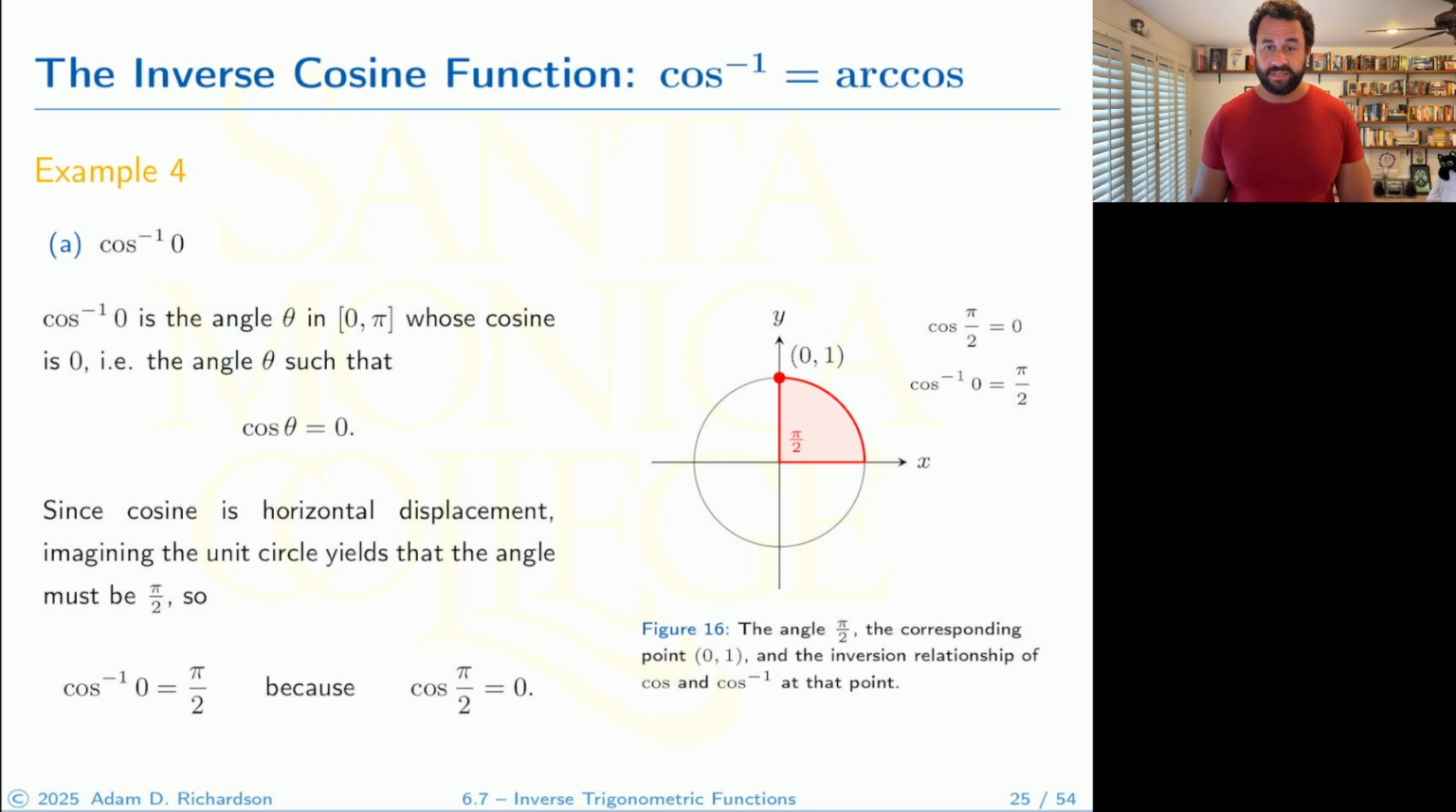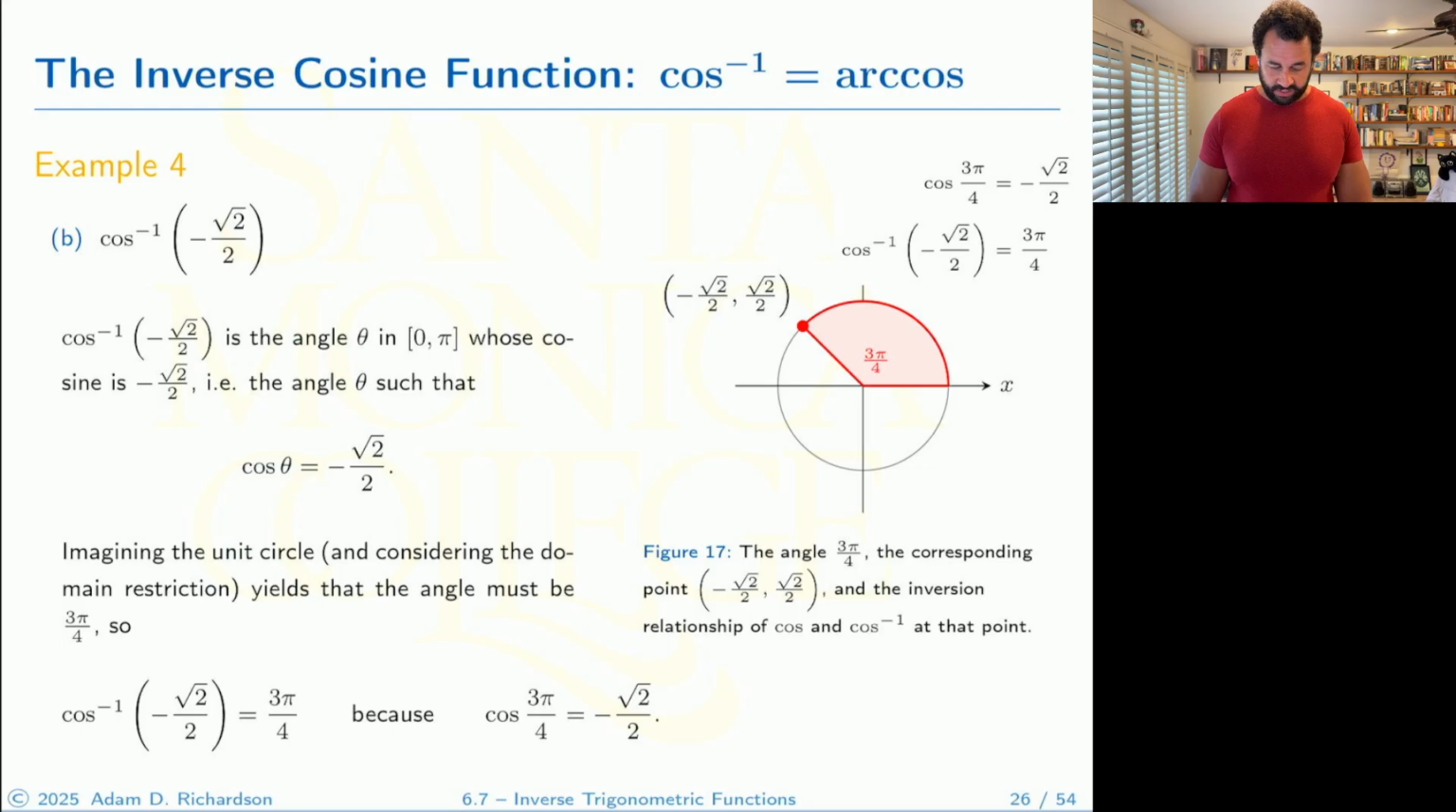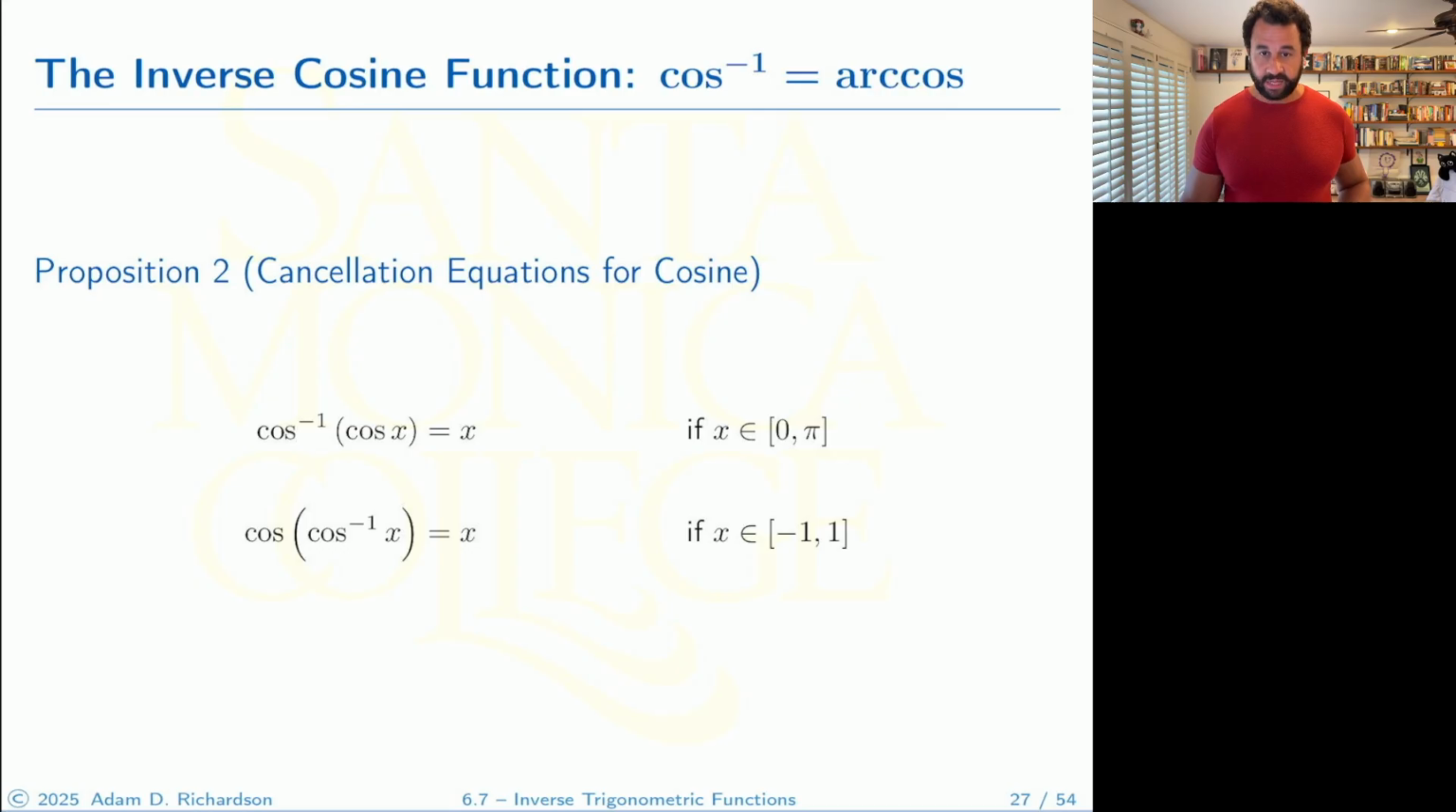That's how you evaluate these things. So, like I had said just a moment ago, cosine inverse of 0 is pi over 2, and cosine inverse of negative root 2 over 2 is 3 pi over 4, just like that. Not too bad, right? Not too bad. Okay, just like before, there are corresponding cancellation equations. Just you got to keep those restricted domains in mind.